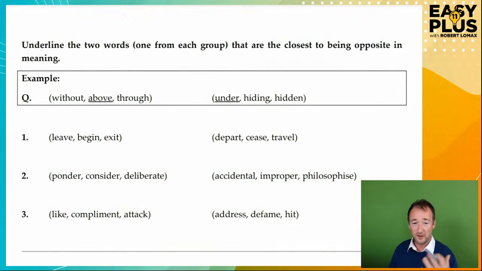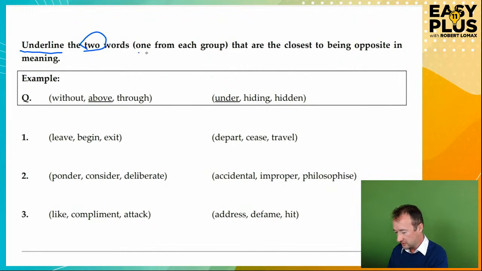Okay, so we always start with the question, of course, which may sound obvious, but a lot of people plunge in without looking at it properly. And this says, underline the 2 words. So don't circle them, don't box them, underline them. Simple, but make sure you read it. The 2 words, 1 from each group. Now I'm just going through circling and underlining.